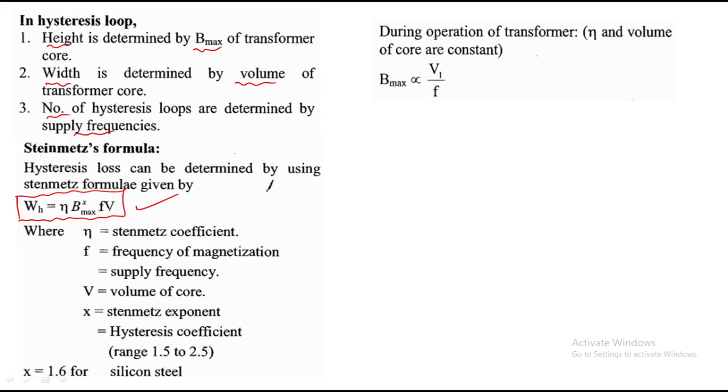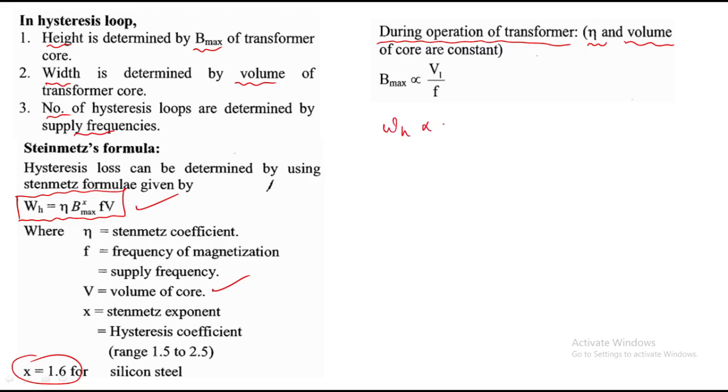Steinmetz formula. Where eta is the Steinmetz coefficient, F is the supply frequency, V is the volume of the core, and here the X value is the hysteresis coefficient. We all know that the hysteresis coefficient for silicon steel is 1.6. So during manufacturing we can change the eta value and the volume, but after manufacturing, during the operation of the transformer, this eta value and volume of the core are constant only.